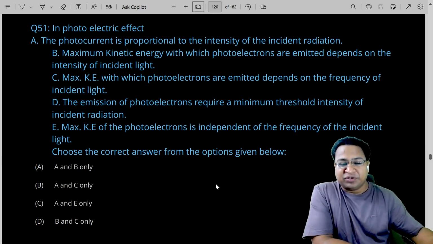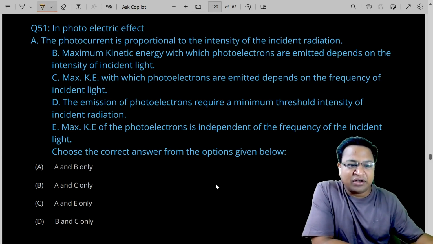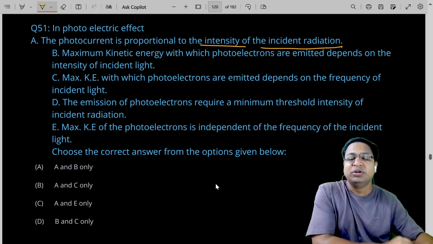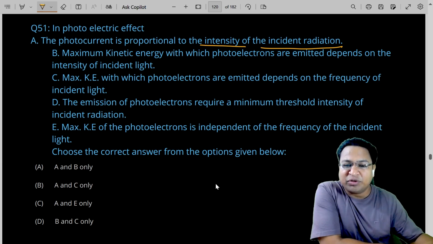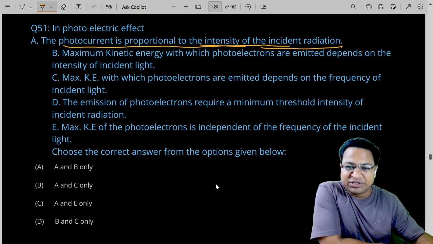Let's begin. So the first question says, in a photoelectric effect, the photocurrent is proportional to the intensity of the incident radiation. The photocurrent is proportional to the intensity of the incident radiation. So that is true. If we try to increase the intensity, the photocurrent will definitely increase.